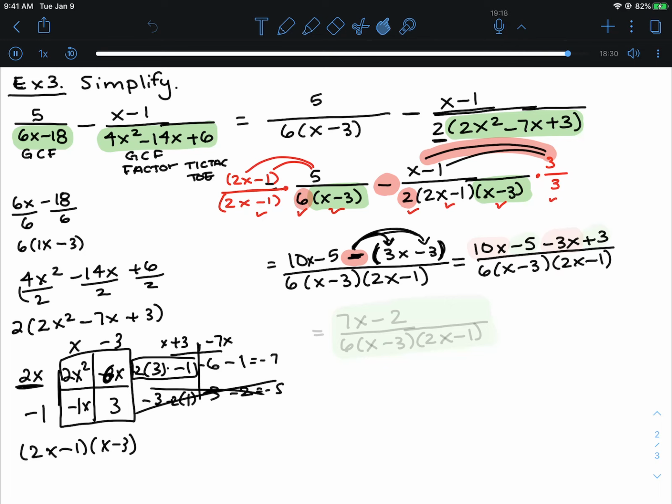So that means that you're going to get 10x minus 5, a negative times a positive, negative 3x, a negative times a negative, a positive 3. All of this divided by 6 times x minus 3, 2x minus 1. So as soon as you figure out the denominator, guys, you literally don't have to worry about it ever again. Now let's combine the like terms in the numerator, and that would be 10x minus 3x. Well, what's 10 minus 3? 7. And then the other one, I forgot about this one. Negative 5 plus 3. Well, what's negative 5 plus 3? Negative 2. So we're going to get 7x minus 2 divided by 6 times x minus 3 times 2x minus 1. Okay, and that right there is your final answer.